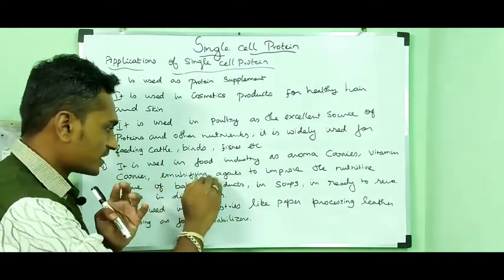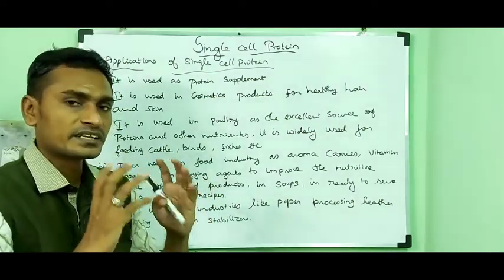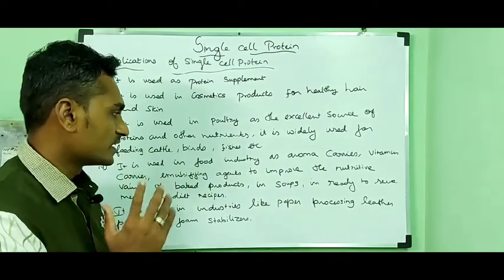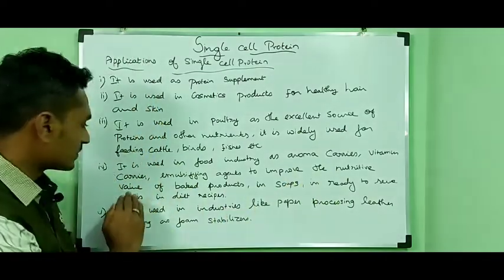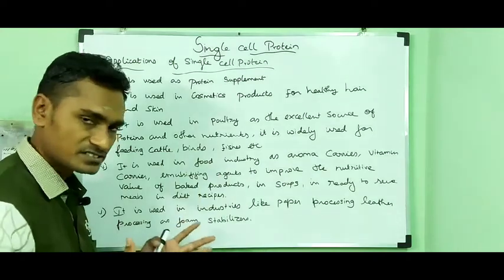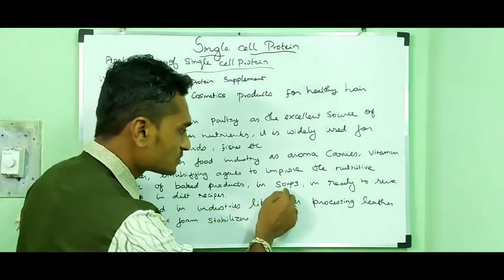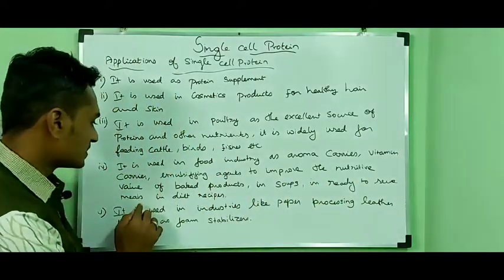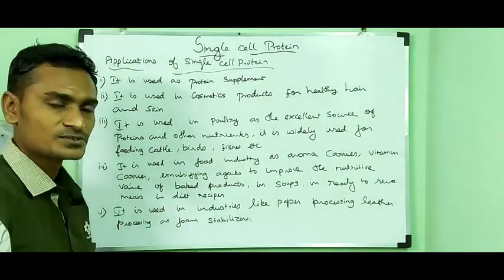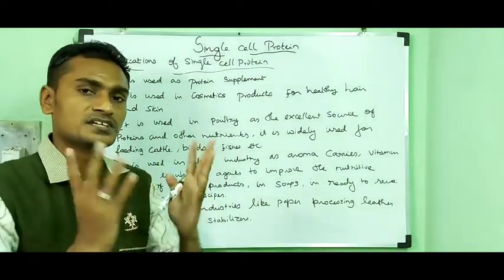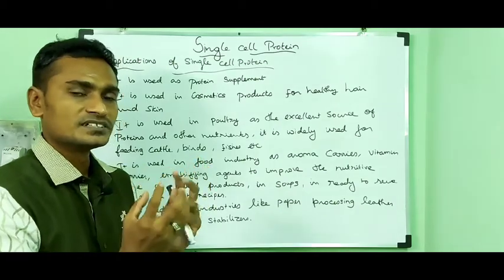So the single cell protein can act as an emulsifying agent to improve the nutritive value of baked products. That means the cake. Then in soups, in ready to serve meals, in diet recipes. So single cell protein plays a major role in the food industries.